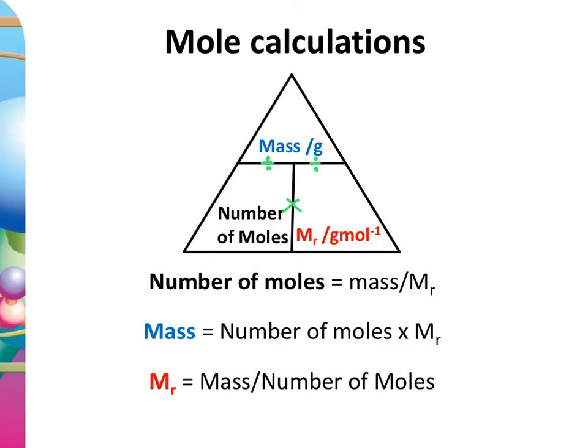If you want to know the MR, you would put your finger or thumb over MR, and you would know then that it was mass divided by moles. If you want to know number of moles, it would be mass divided by MR, and so on. Whether you actually learn it as a triangle, I have to admit I never learnt it as a triangle at school, but you do need to know how to work out number of moles from mass and MR. You need to know how to work out mass from number of moles and MR, and you need to know how to work out MR, etc.